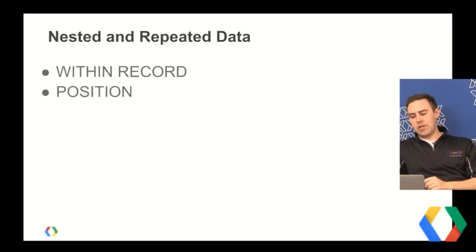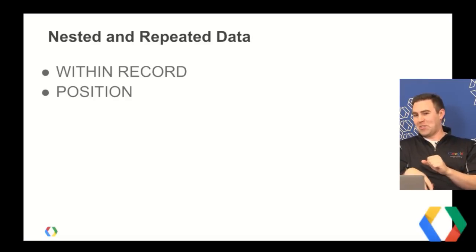One is within record. In this case, what you can do is find aggregate data within a specific record, and I'll explain how that works in a second. The other is position. If you ingest your data in a nested way with repeated values, BigQuery actually remembers the position of each one. So you can do cool things like playlists and show the position of a song in a playlist. I'll give you an example in a second.